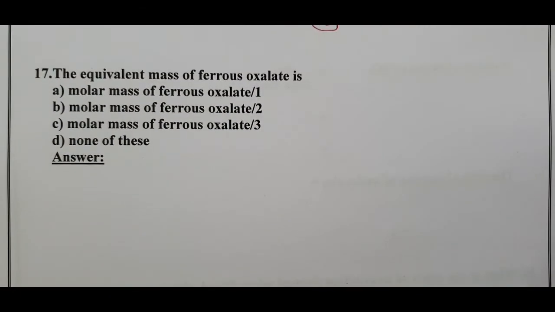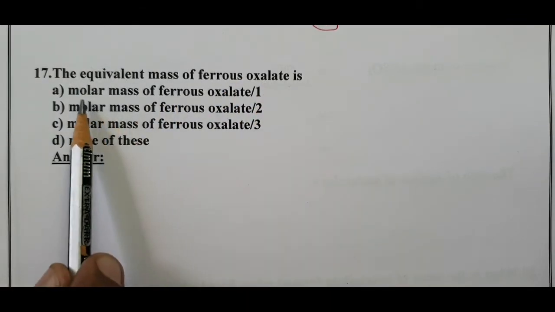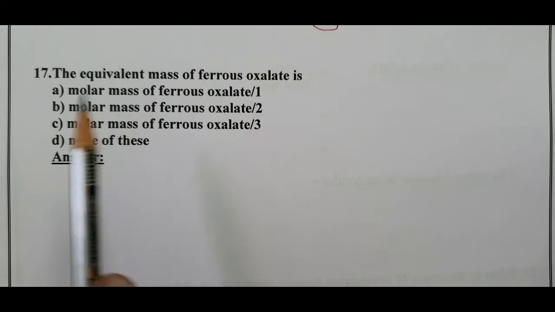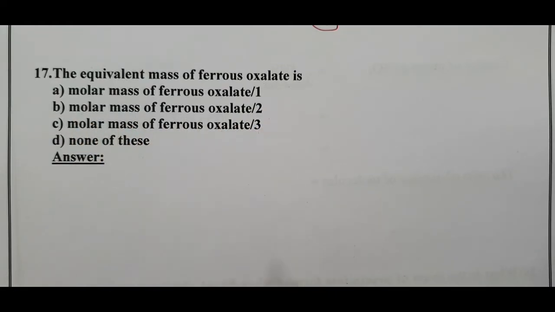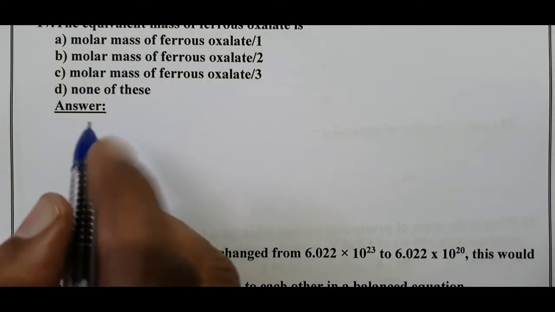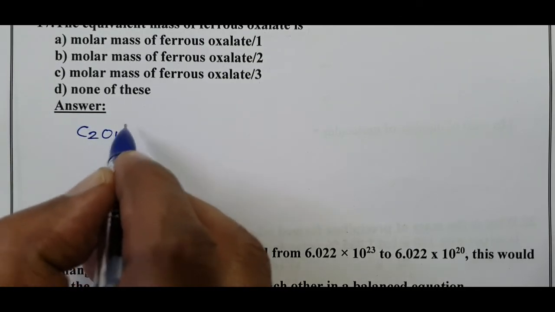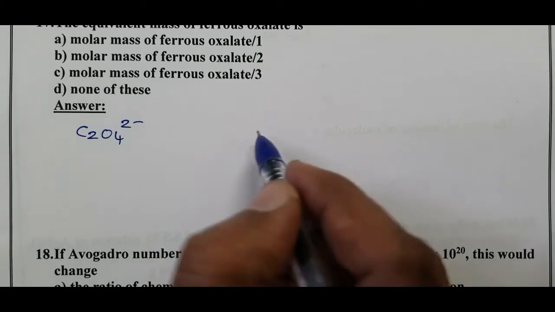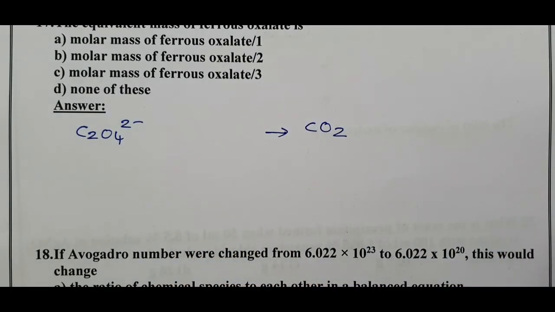Question number 17: the equivalent mass of ferrous oxalate is molar mass of ferrous oxalate by 1, molar mass of ferrous oxalate by 2, molar mass of ferrous oxalate by 3, none of these. So, what is the answer? First, I write the equation involved in the oxidation of oxalate and Fe2 plus ion. Oxalate, this ion is obtained from oxalic acid. C2O4 2 minus ion is oxidized into carbon dioxide.